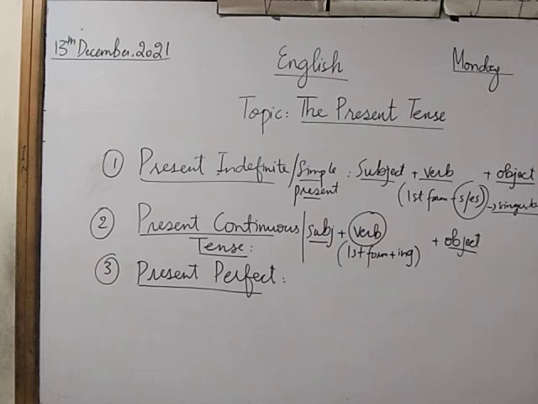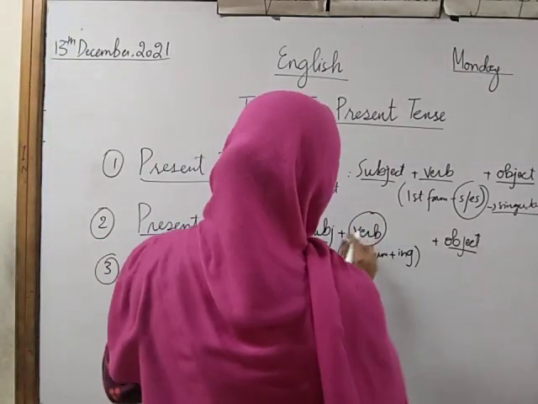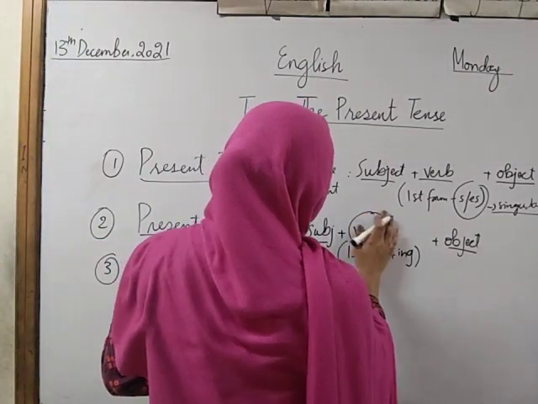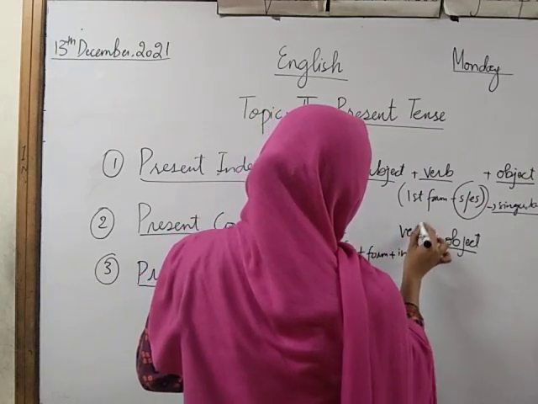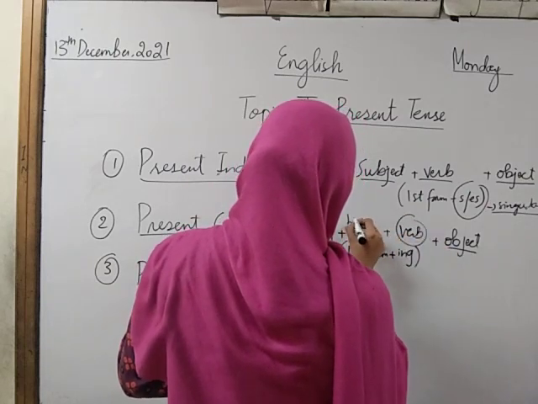Yes, good. First of all, I have a subject. Then, what is my helping verb? Oh, I forgot the helping verb of present continuous. Before the verb, I have a helping verb as well. This is the verb. I will always have a helping verb.